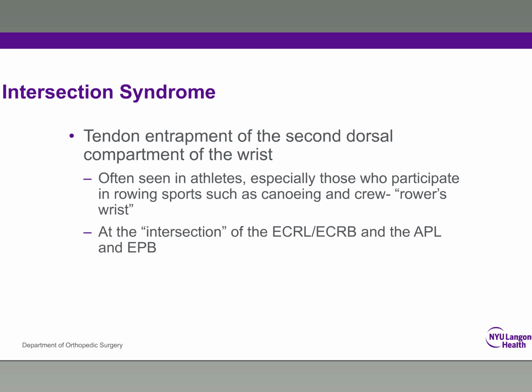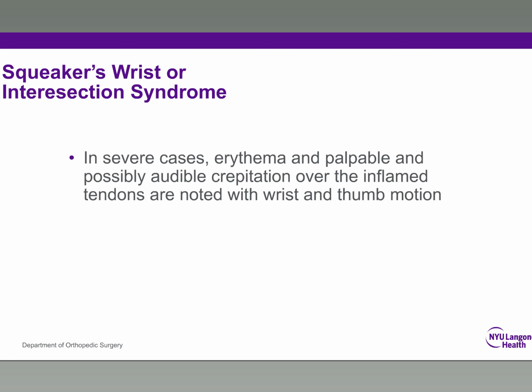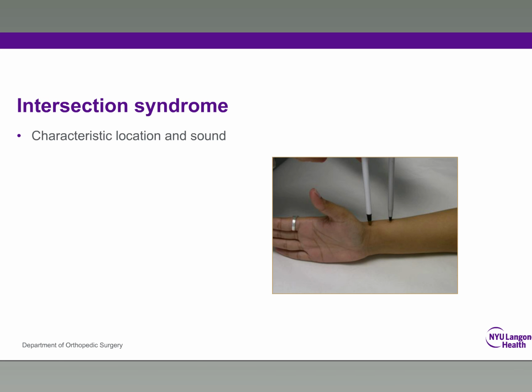Now, one nickname for this is rower's wrist, because it's seen in this particular type of motion where there's a sort of a rotation of the forearm. And another nickname for it is squeaker's wrist, and this refers to the characteristic and pathognomonic sound that's associated with this problem. And this sound has been described as the sound that your foot would make walking on fresh snow, sort of a crunchiness that happens with intersection syndrome.